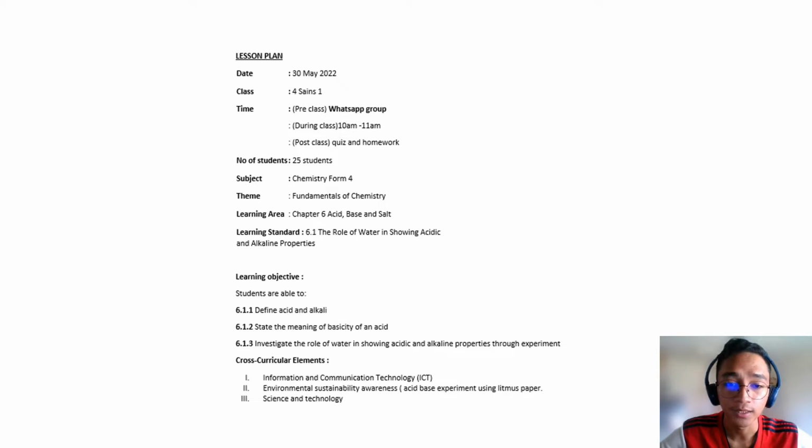And the subtopic, which is the learning standard, is also from the SKP: the role of water in showing acidic and alkaline properties. Okay, so this at the bottom, 6.1.1, 6.1.2, and also 6.1.3, is also from the SKP.